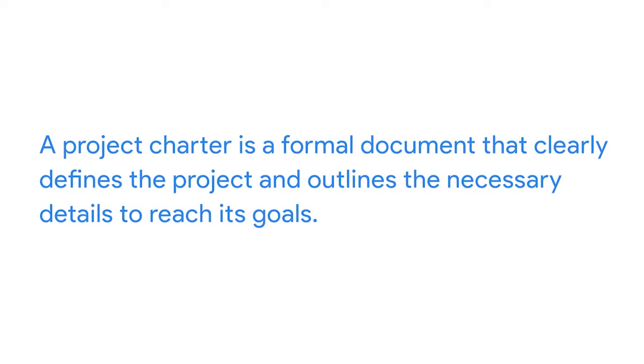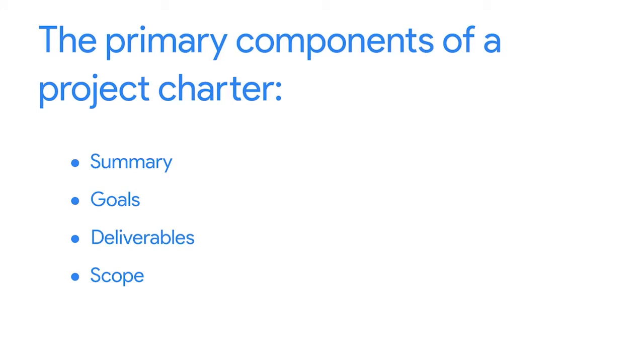Let's recap what we just covered. A project charter is a formal document that clearly defines the project and outlines the necessary details to reach the project's goals. The primary components of a project charter are the summary, goals, deliverables, and scope. A charter can include other sections as well, such as budget and cost, and success metrics.